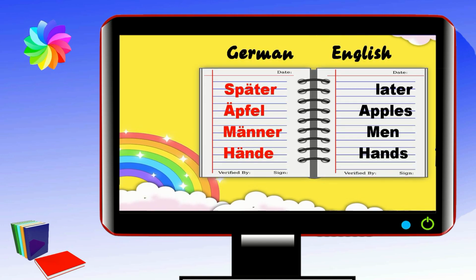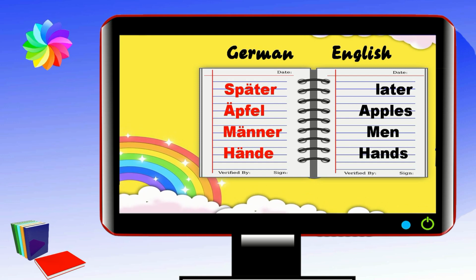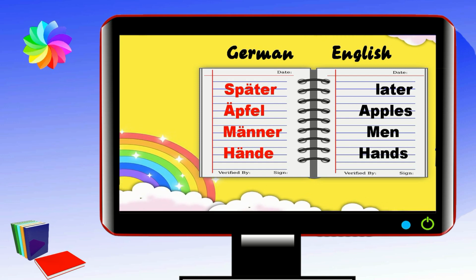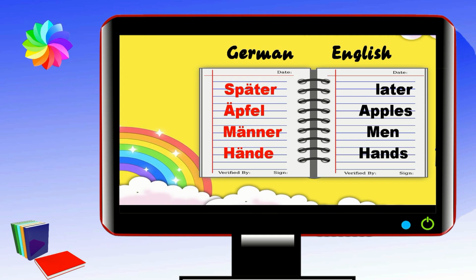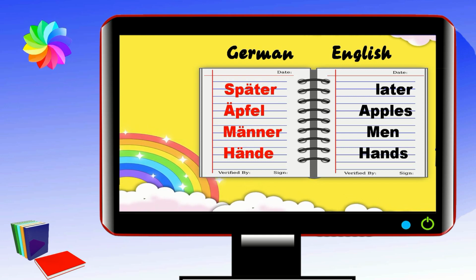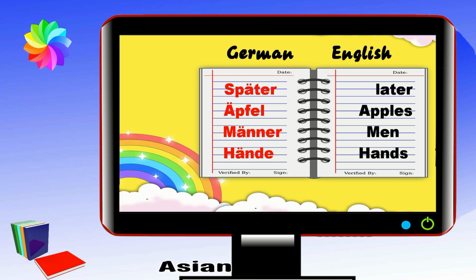First word in German is später. Später means later. Next one is Äpfel. Äpfel means apples. Next one is Männer. Männer means men. And Hände. Hände means hands.